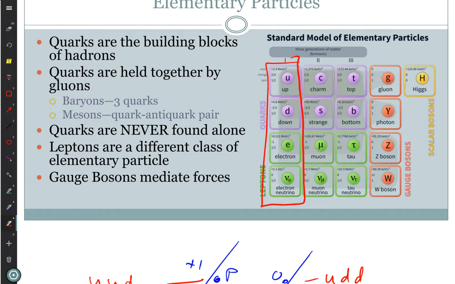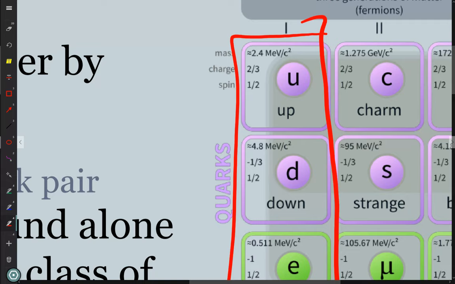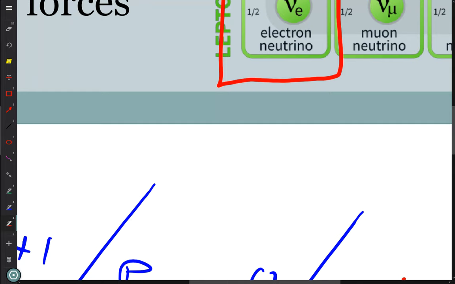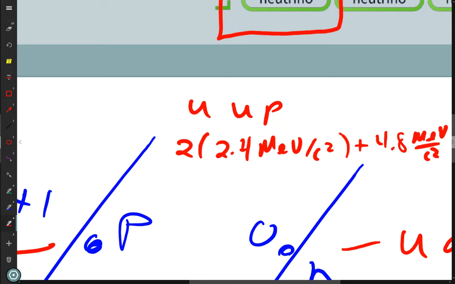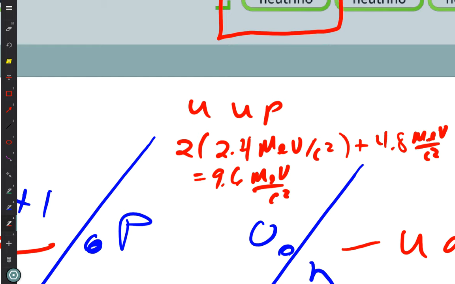In fact, let's look at these masses real quick. An up particle has a mass of about 2.4 mega electron volts. A down is about 4.8. So an up, up, down would be 2 times 2.4 plus 4.8. So that's going to be 9.6 MeV per c squared, the total mass that you would get for a proton if it was just the sum of the masses of the three quarks.